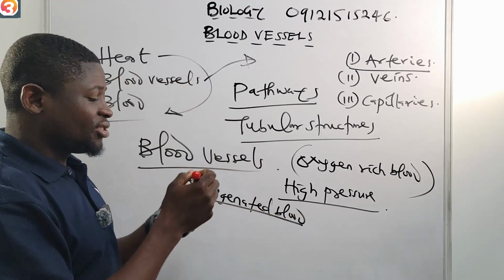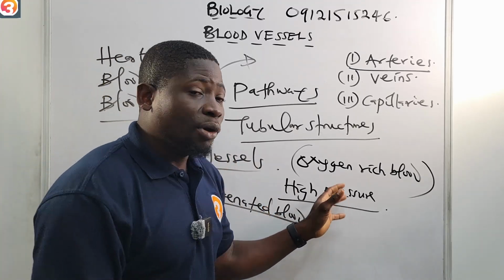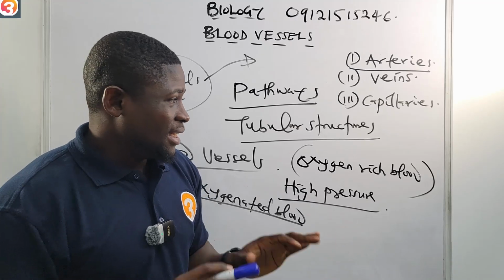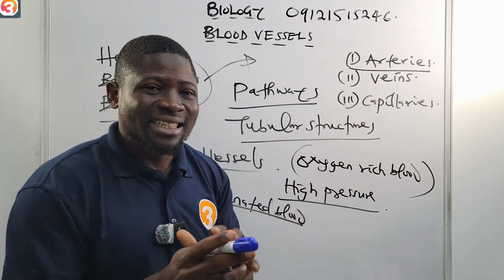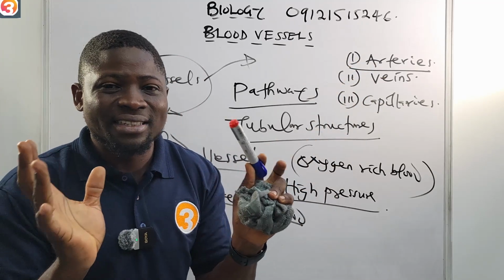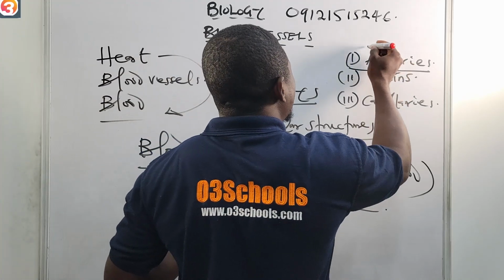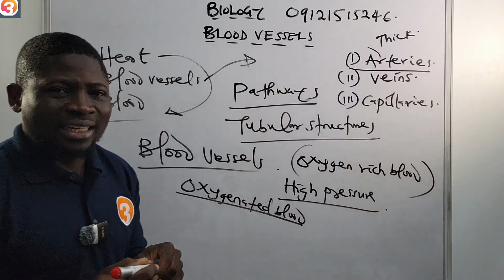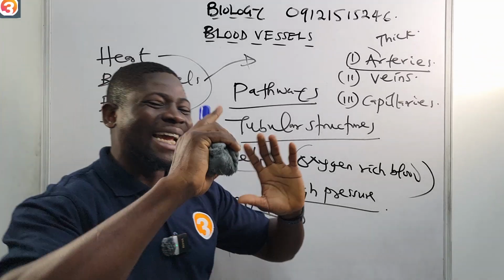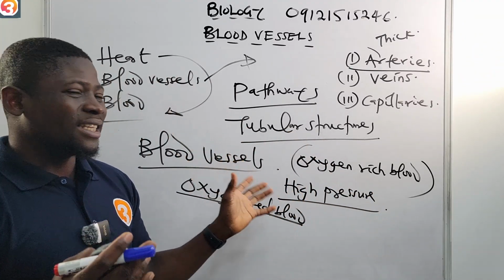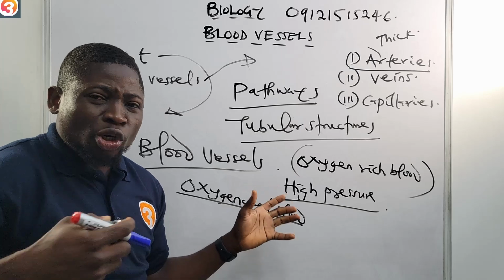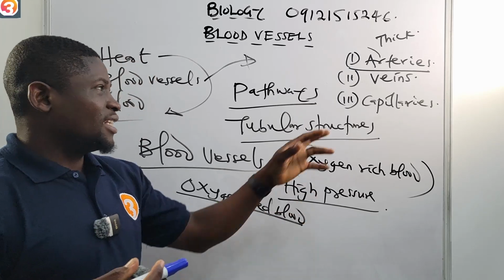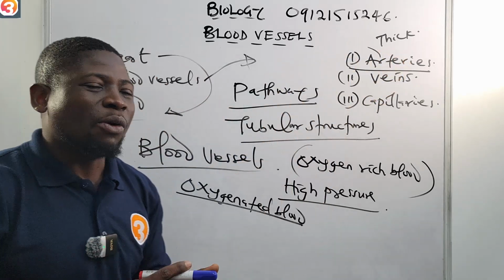And because these arteries are carrying blood away from the heart at high pressure, it explains why the walls of the arteries are usually very thick. Why are they very thick? They are very thick so that they can accommodate the pressure of that blood coming from the heart. That is why the walls of the arteries are thick.